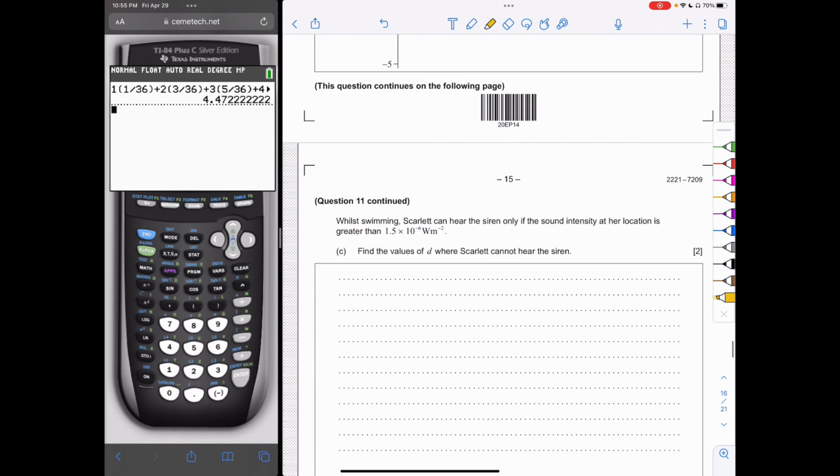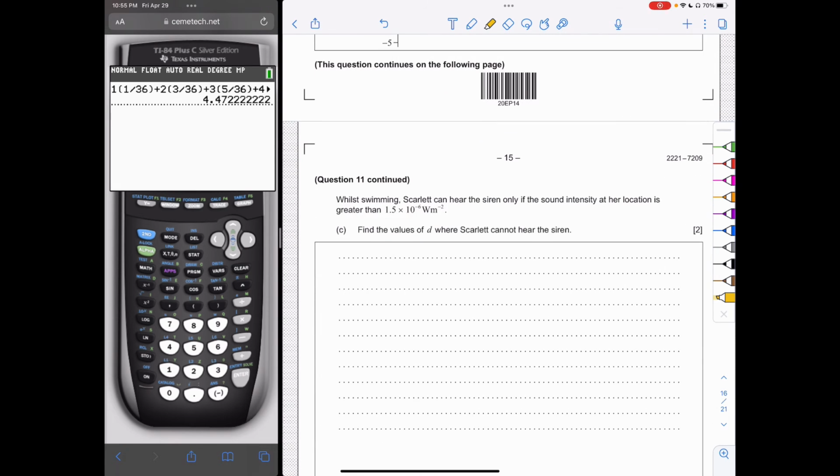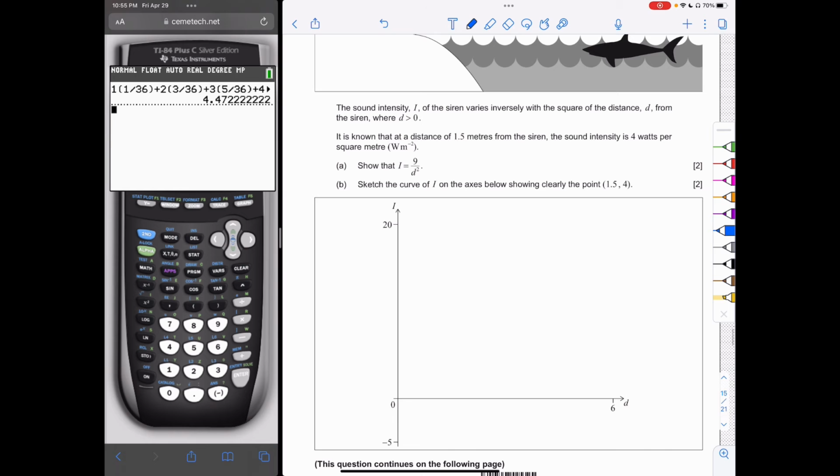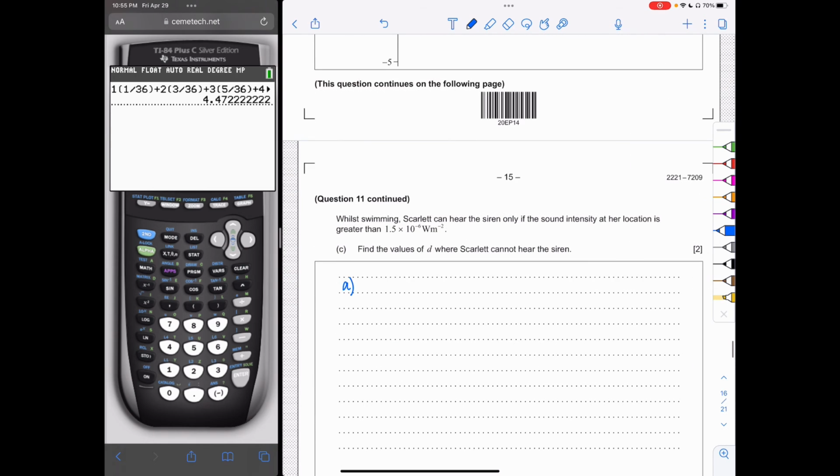In order to do that, we should already know what inverse variation is. Anytime it says show that, they actually mean show from scratch. It doesn't mean work your way from the answer backwards or substitute in. You have to work at it from scratch. It says the sound intensity varies inversely with the square of the distance, so I'm saying 1 over d squared. And I already know that I can write this as an equation.